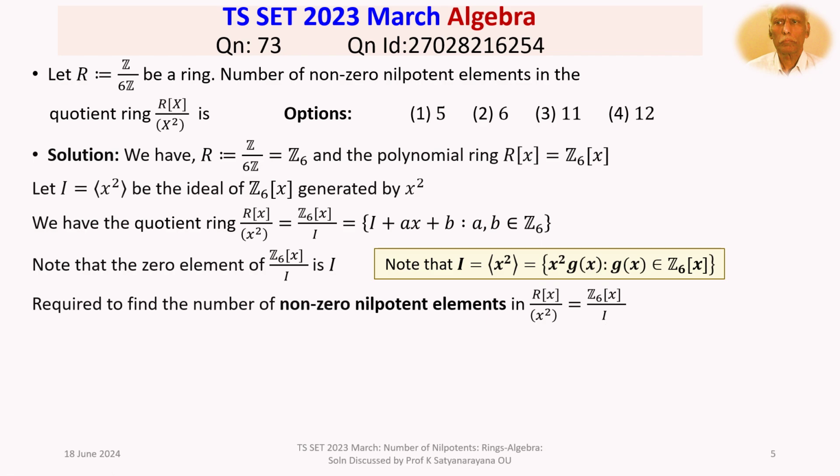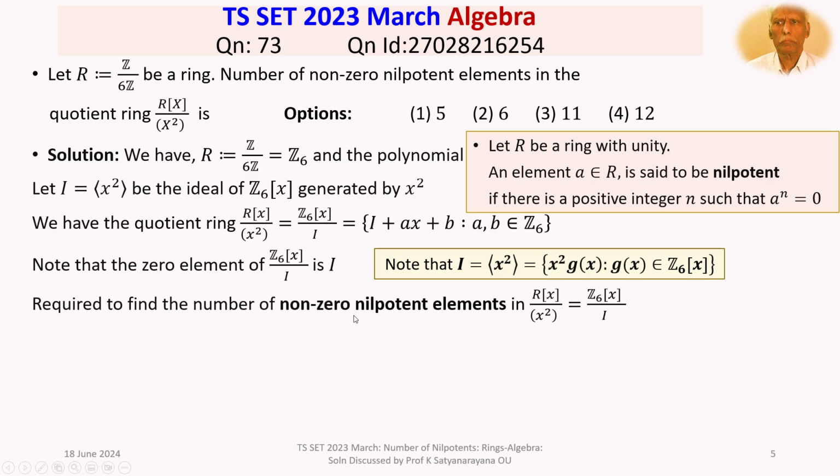By the by, what is a nilpotent element? You are familiar with the concept of the nilpotent, but however, here is a snippet you can see. Let R be a ring with unity. An element a belonging to R is said to be a nilpotent element if there exists a positive integer n such that aⁿ is equal to the 0 element. And the 0 element belongs to R. 0ⁿ is 0. So 0 is always a nilpotent element. But what we want in this example is non-zero nilpotent elements.